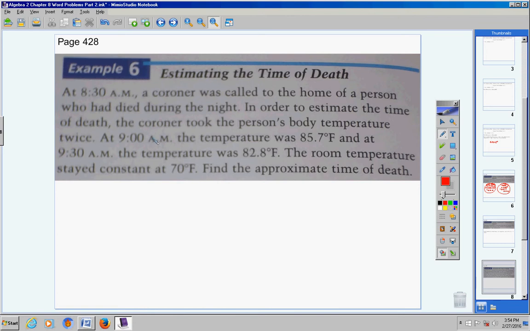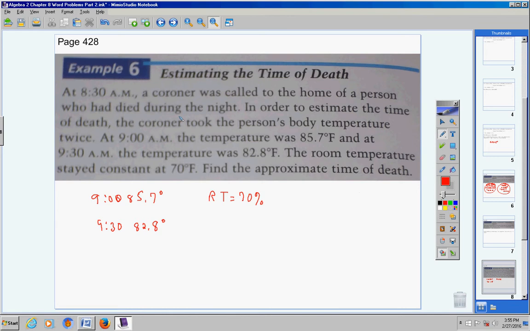Okay, so they take the body's temperature twice. At 9 a.m. it was 85.7 degrees, and at 9:30, it was 82.8 degrees. The room temperature stayed constant, so I'm going to put RT for room temperature, 70 degrees. Find the approximate time of death.